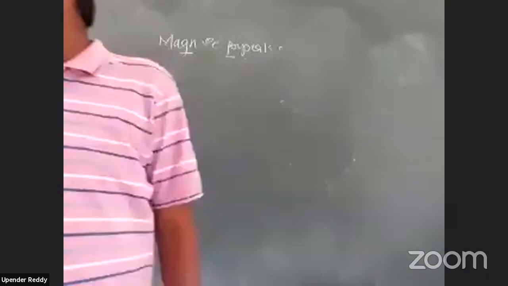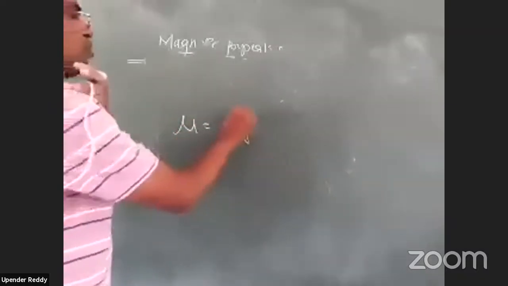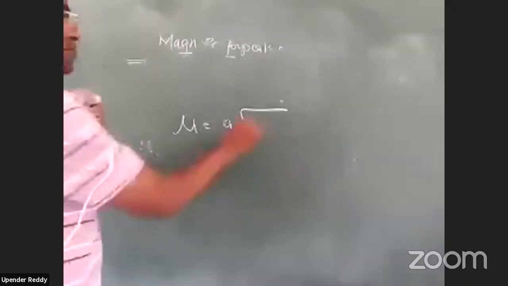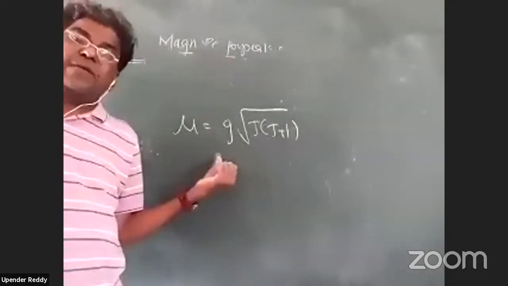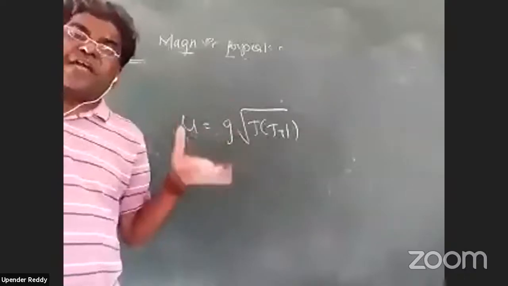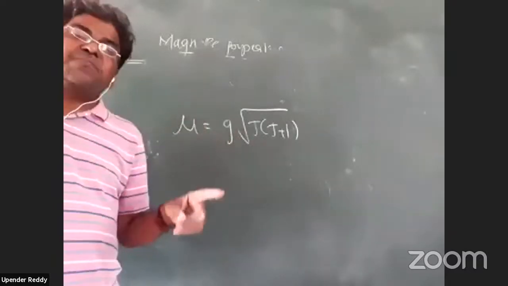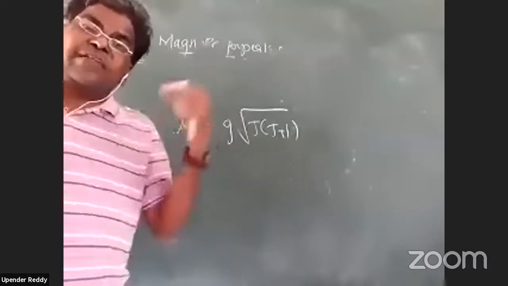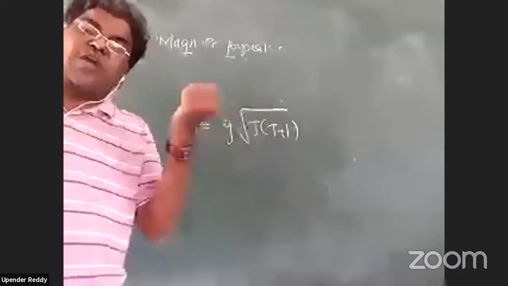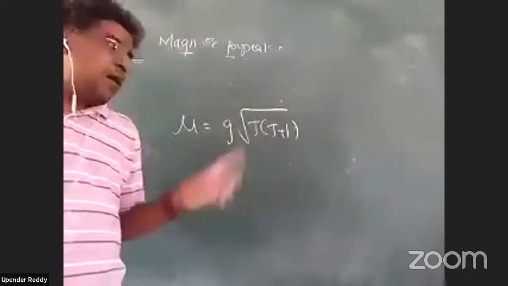But if you want to calculate for the remaining, the 4d, 5d and lanthanides and actinides, that formula is not useful. There you have to calculate with another formula, mu is equal to g into root J into J plus 1. Write down this formula for the 4d, 5d and lanthanides and actinides, because their spin angular momentum as well as orbital angular momentum combine. Sometimes L will enhance the S value, sometimes it will be subtracted from it. It depends upon the nature, and hence it is given by J.